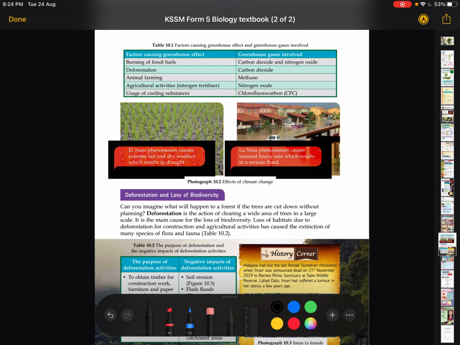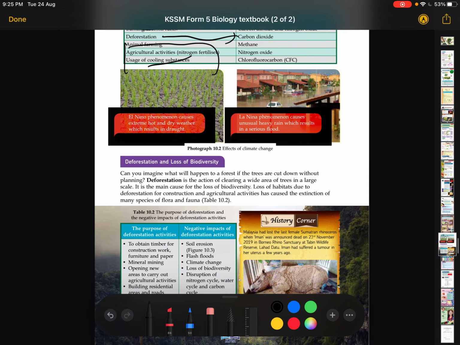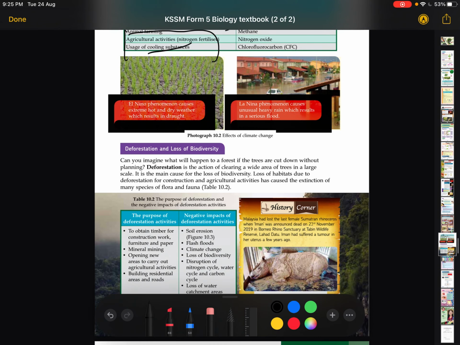So how do you release greenhouse gases? Fossil fuel burning, deforestation, animal farming, agricultural activities, and usage of cooling substances. Four of these are kind of obvious, but deforestation: the reason why it affects carbon dioxide is because when there are no trees, there is no photosynthesis. So the carbon dioxide just accumulates slowly.